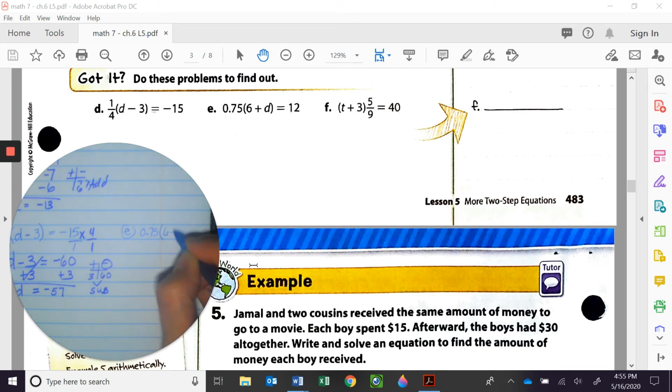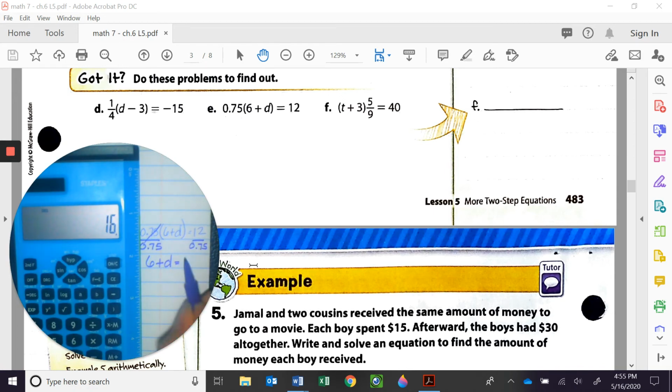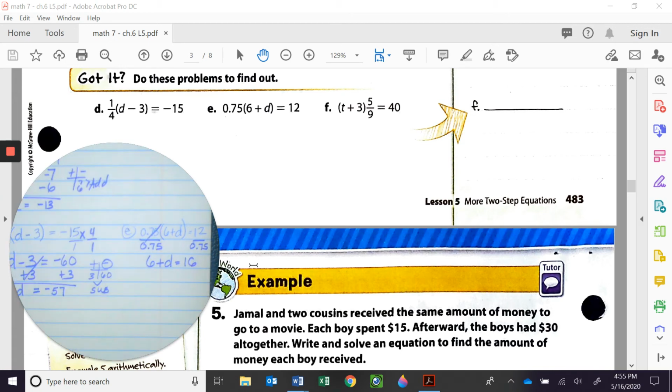0.75 times (6 plus D) equals 12. Okay, so it's okay that it's a decimal. Just divide the decimal. And you might need a calculator. So 12 divided by 0.75 is 16. Then remember this is positive, so we're going to subtract 6. And so the letter D equals 10.